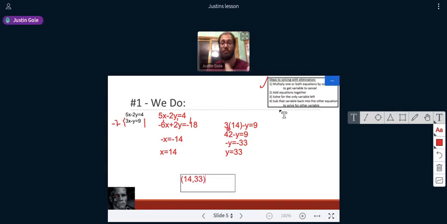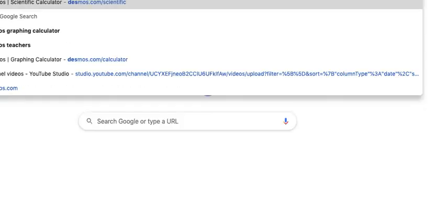If we want to be sure about this, there's two things we can do. We can plug it back into the equation. You guys have to show all this work. You can plug it back into the equation, or we could pull up Desmos.